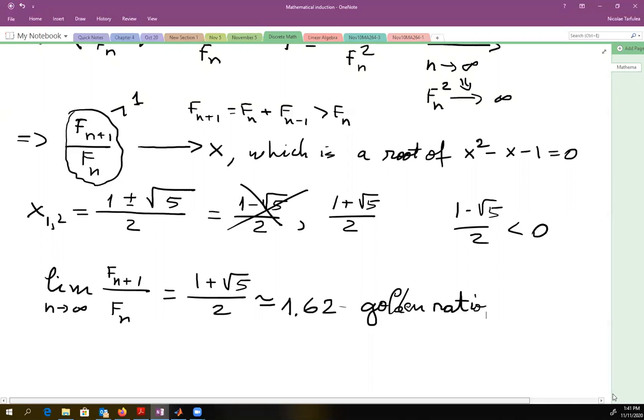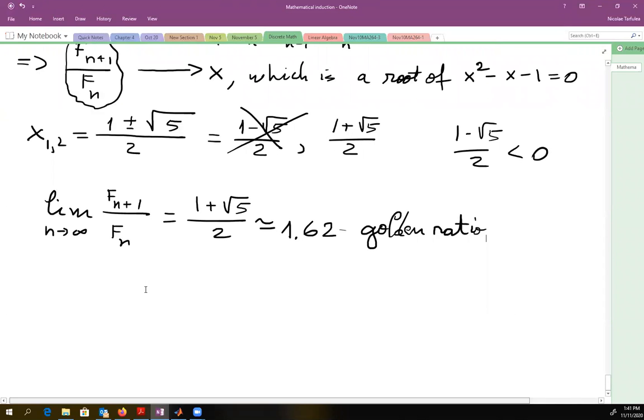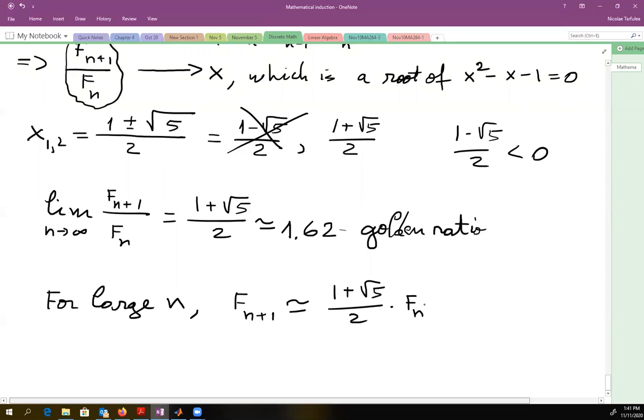And it also says that for large values of n, the Fibonacci sequence behaves like a geometric sequence, because for large n, fn plus 1 is about the golden ratio times fn. This is like what happens with geometric sequences, right?